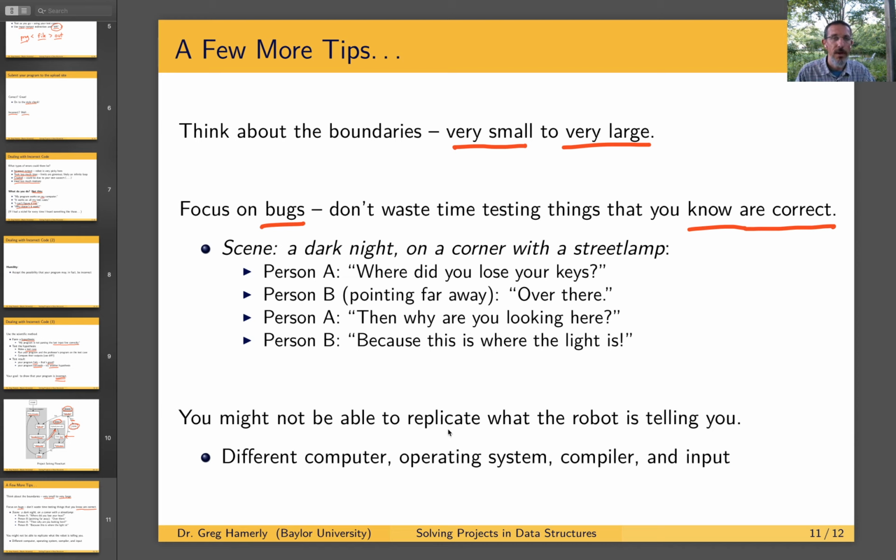Last tip that I'll give you on this slide is you might not be able to replicate exactly what the robot is telling you. Okay, if the robot tells you your program crashed in this way, you might not be able to replicate exactly that type of crash on your computer. That's okay. Why is that the case? Because you have a different computer than the robot, a different operating system, a different compiler, and of course, the robot has different inputs, test cases than you do. So don't make it a goal to replicate exactly the same incorrect behavior. What you're going for is there's a bug, the robot triggers it in one way, you should be able to trigger it in some way on your computer. So just focus on trying to create test cases that cause bad behavior in your program.